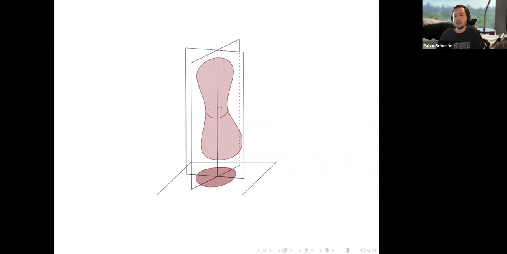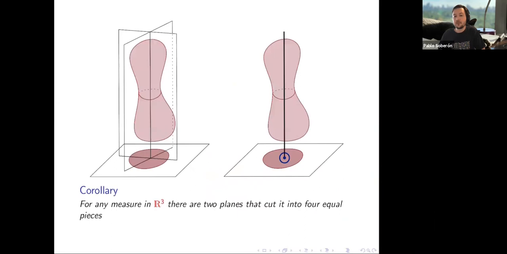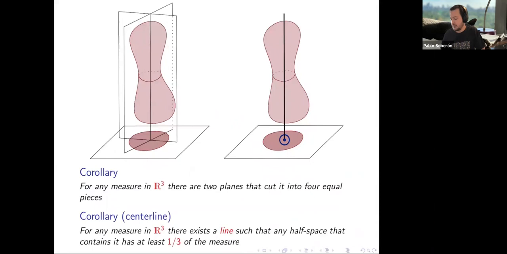If instead of taking the two lines here for the intersection that split the measure into four equal parts, I take a center point of that measure, what we get is what we call a center line of this measure. It's a line such that any half space that contains it has 1/3 of the total measure. So as I rotate but still contain this line completely, I get 1/3 of the measure. And this is sort of nice, because with a center point we would get 1/4 of the total measure in dimension three, while with a center line we get 1/3 of the total measure.